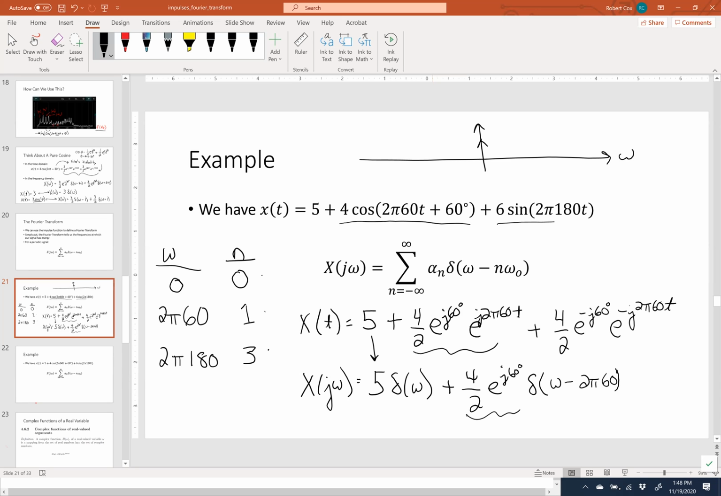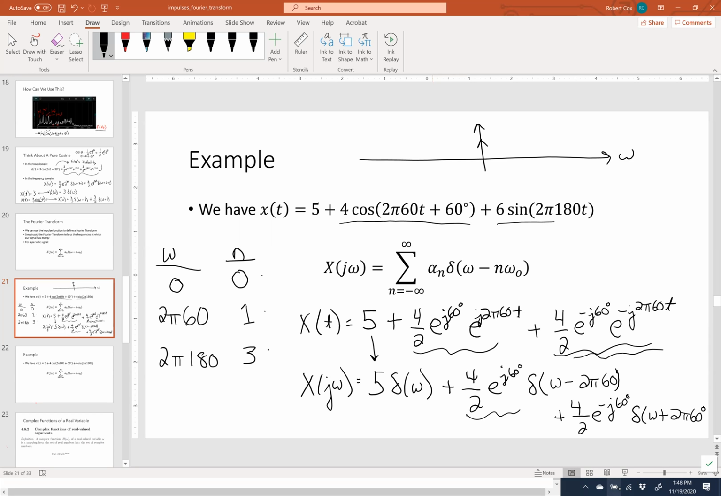Okay. Now, what would I do with this last one here? This last term. What frequency is that guy located at? No, this one right here that I'm underlining. What radian frequency is he at? Negative 2 pi 60. So in terms of the way I would write this guy, I would say 4/2 e to the negative j 60 degrees times delta of omega plus 2 pi 60, like that.